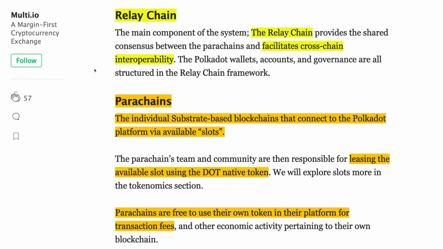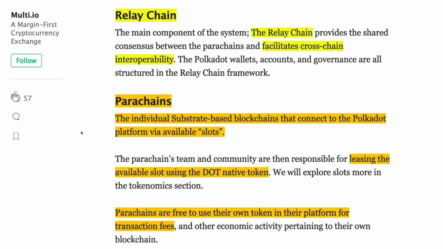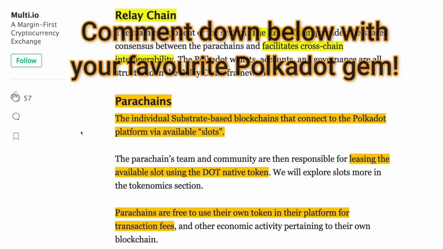Now the parachains are of course what you've probably heard of, all these projects which are building on Polkadot. Well, they build on Polkadot using parachains. So the individual Substrate-based blockchains connect to the Polkadot platform via available slots. And basically they lease these available slots using the native DOT token. So of course this gives value to the token. It means that the more of these projects which are building on Polkadot, the more value it has. That's why often when there's an announcement of a new Polkadot parachain, it adds value and makes the Polkadot price increase.